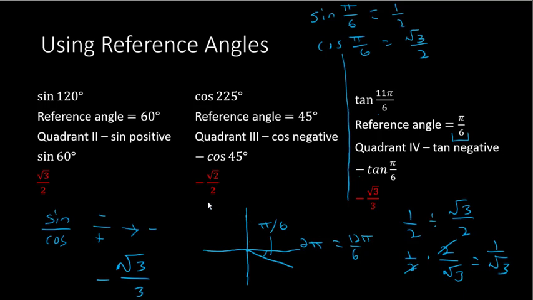So that is how you can use reference angles to find sine, cosine, and tangent, as well as the inverses, of basically any angle that we're given, assuming that the angle is a multiple of 30 degrees, 45 degrees, or 60 degrees. And that concludes our lesson for today.